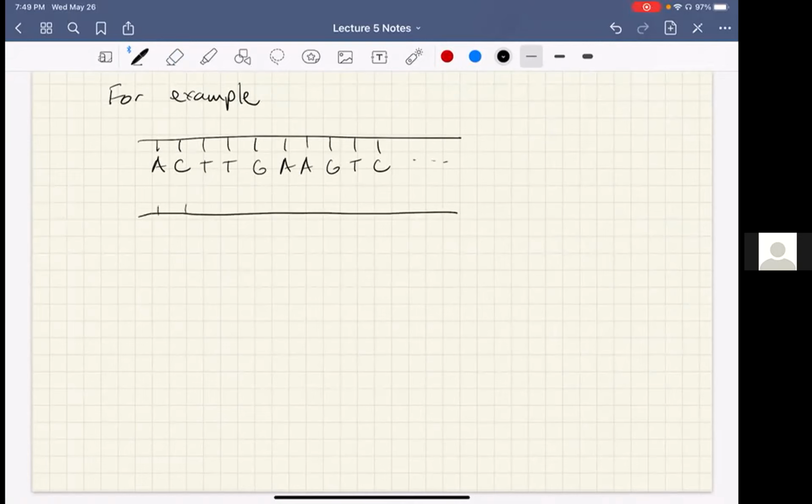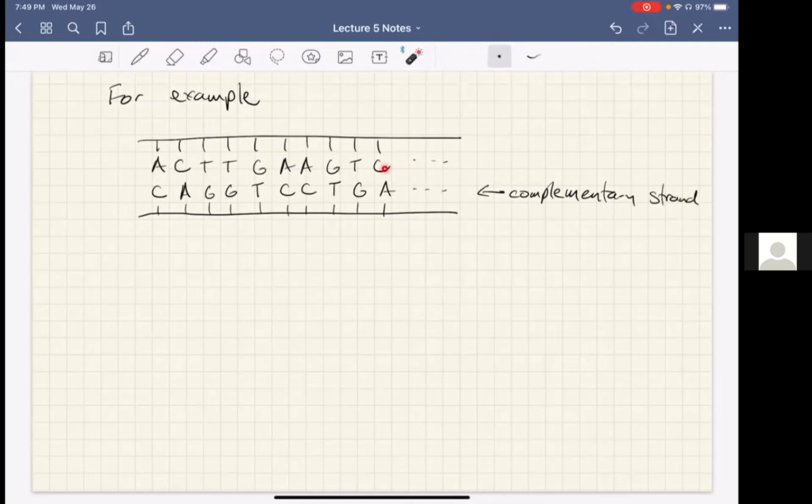So the other strand must be complementary in exactly the same order, except with complementary bases. So A is complementary to C, C is complementary to A, and T is complementary to G, and so on. So this strand is complementary. Meaning, once you choose this side, the other side is completely fixed and deterministic based on this one.